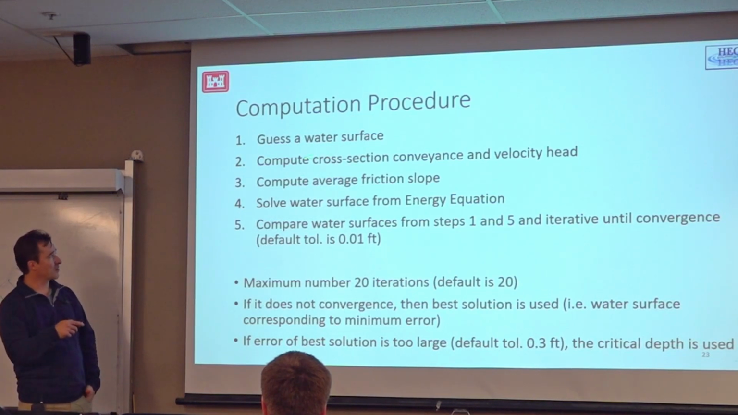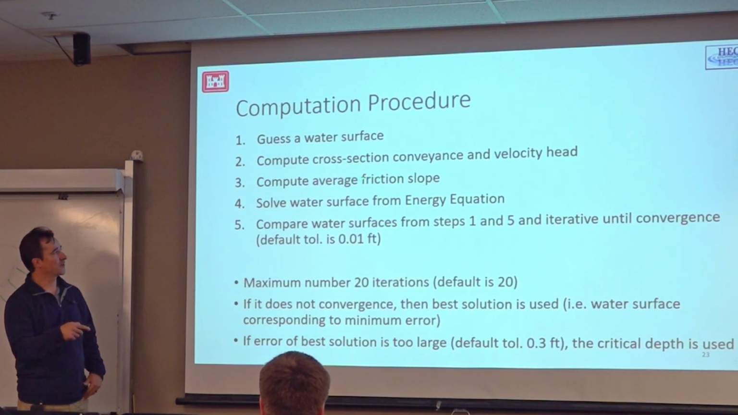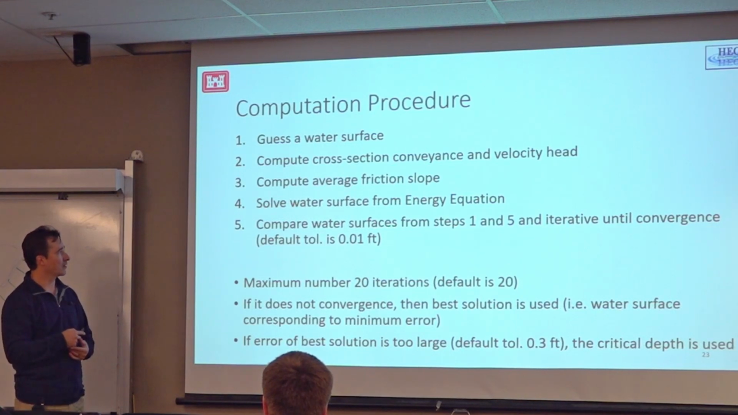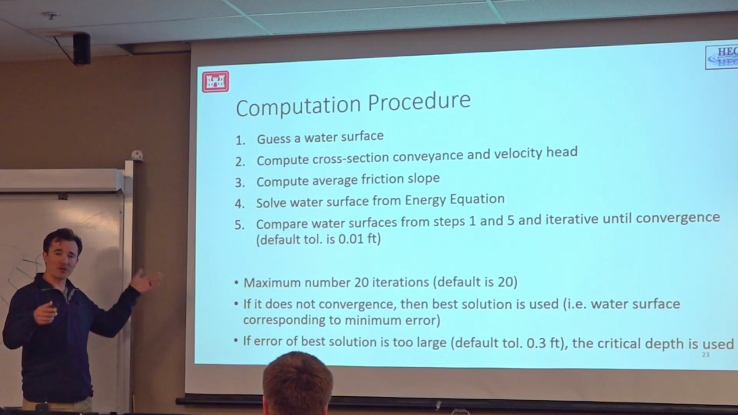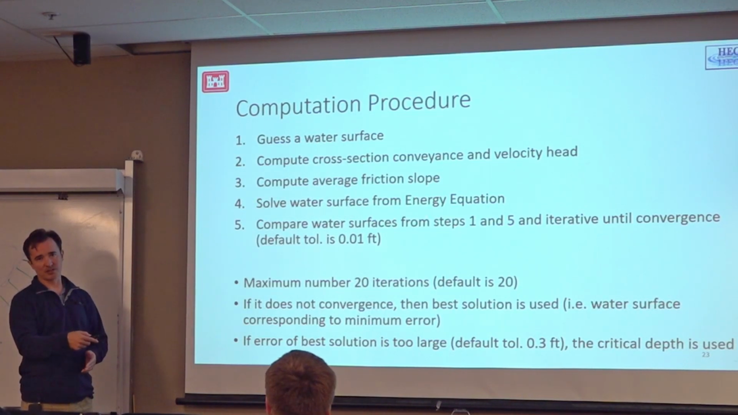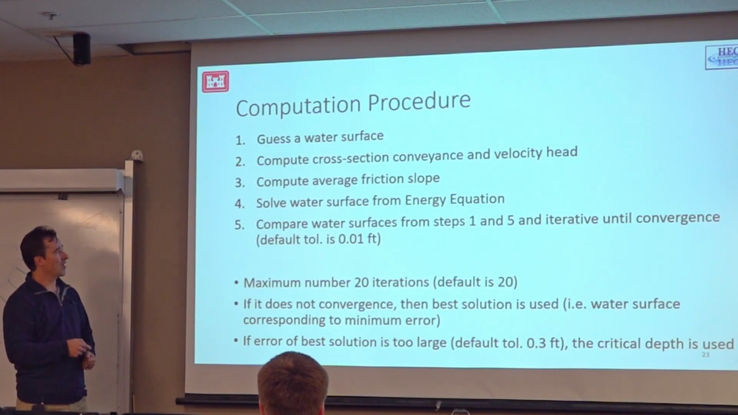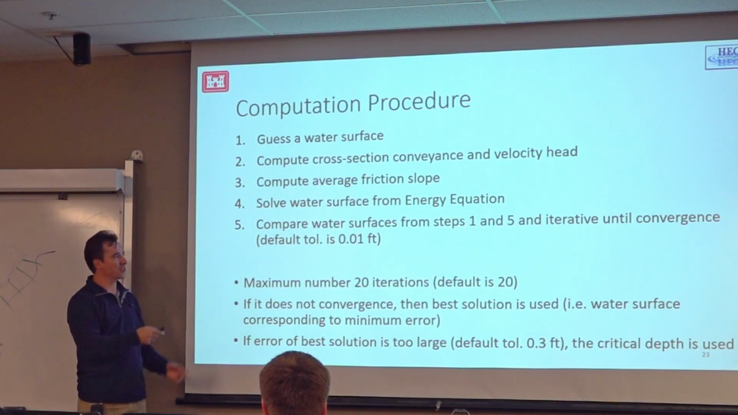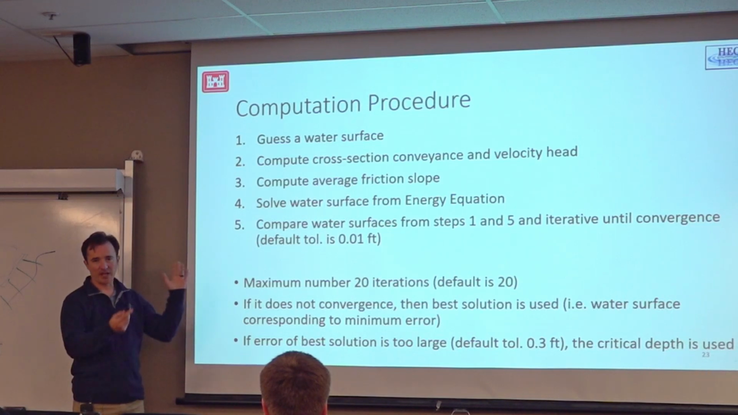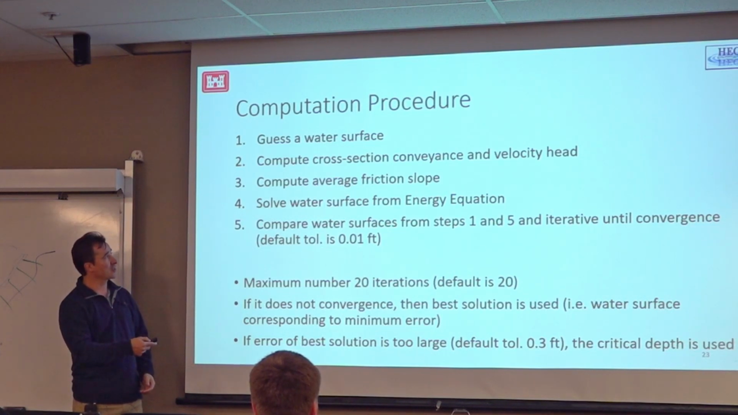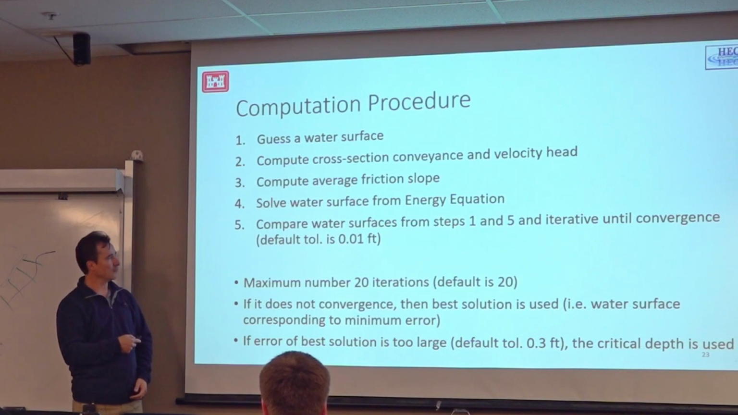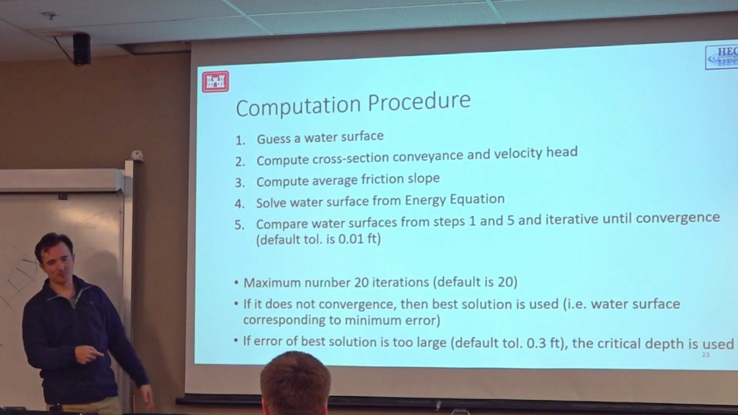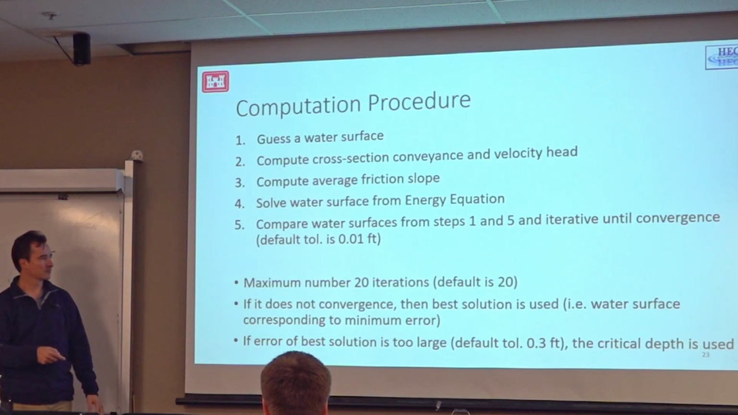Starting from downstream, you guess a water surface, and then you compute the conveyance and all the other variables, right? The area and such. Compute the average friction slope between the cross sections, and then you can solve that energy equation, right? The Bernoulli equation. And then you compare your guessed water level with this newly computed one from the energy equation. And if they're within a certain tolerance, the default is 0.01 and you can change this, then it says, okay, I've converged. If they're larger than that difference, then it'll keep iterating until it's converged. And there's a maximum number of 20 iterations, and you can change that.